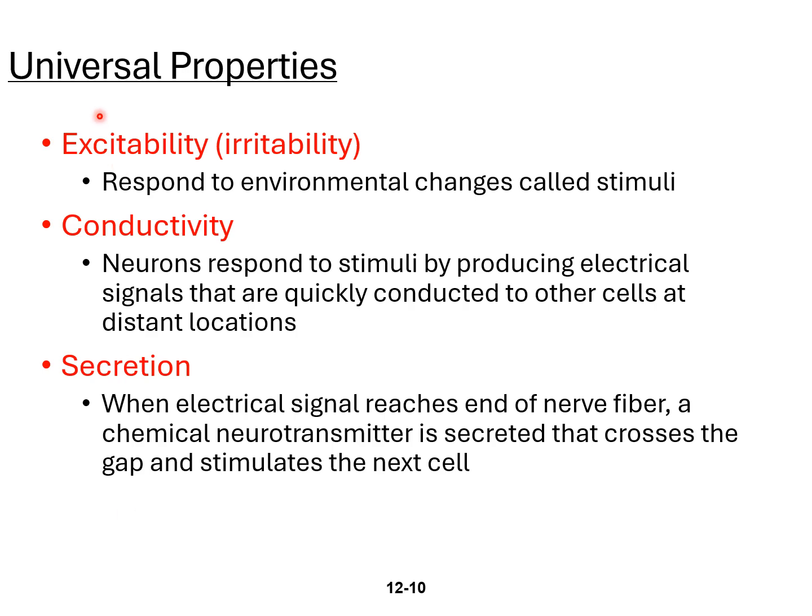So what are the properties? They have to be excitable. They have to respond to environmental changes, and those changes are called stimuli. They have to be able to conduct and have conductivity. They have to respond to stimuli by producing electrical signals that are quickly passed down to other cells at far locations. Then they have to be able to secrete something. When the electrical signal reaches the end of the fiber, a neurotransmitter has to be secreted that then has an effect on the target cell.